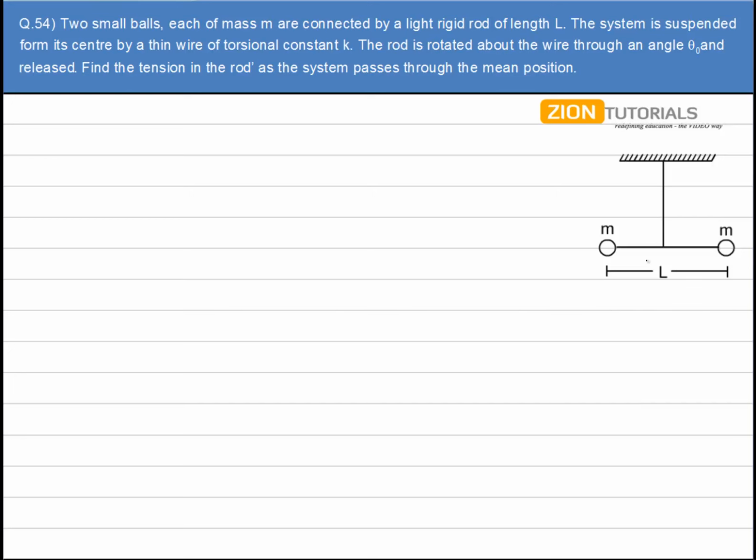Now let's say I'll draw the upper view of the system. Let's say this is the initial position of the two balls. They are rotated by an angle of theta naught. Now what will happen is the restoring torque will act on both of them. Now we know that the torque acting on them will be given by k theta.